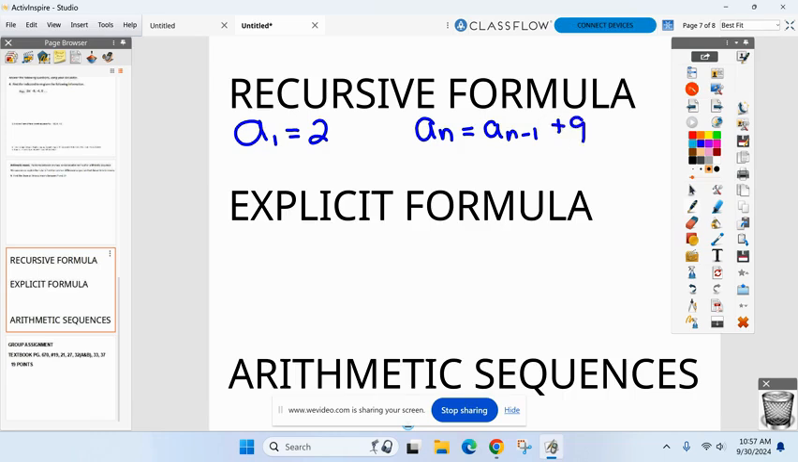What would happen if I asked you for the second term? What would we do on this one if I asked you how to find the second term? You use the previous term. And do what with it? Substitute. Add 9, right? Substitute it in and add 9.